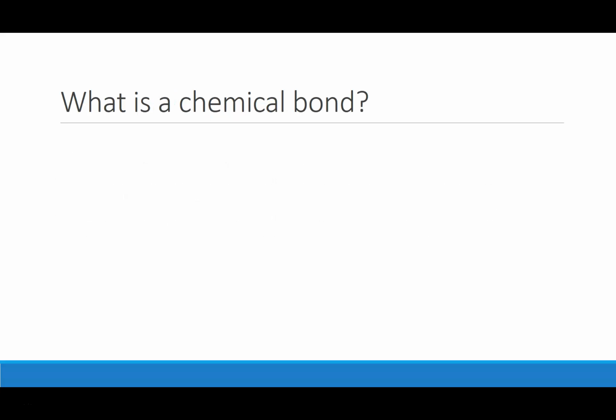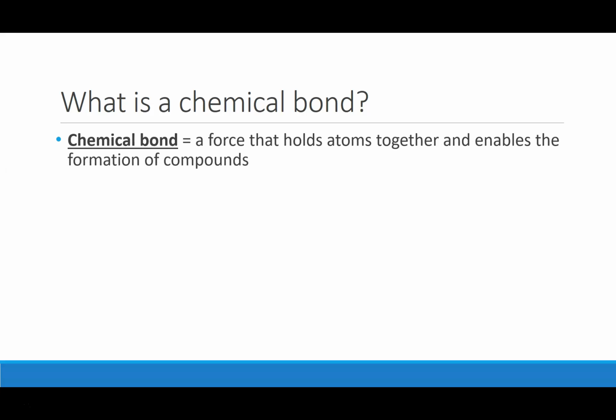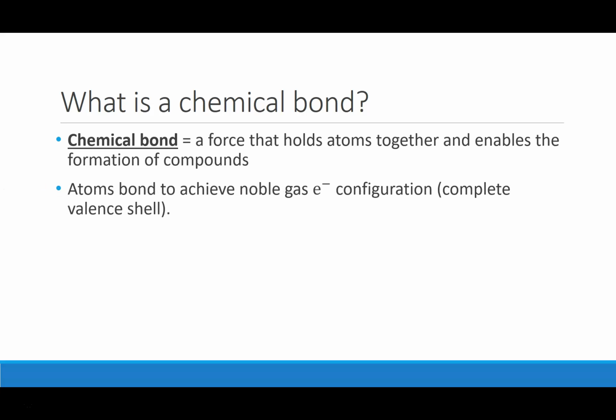We will start by looking at what a chemical bond is. A chemical bond is a force that holds two atoms together and enables the formation of compounds. Atoms bond to achieve noble gas electron configuration. Noble gases have complete valence shells, so atoms achieve complete valence shells by bonding.